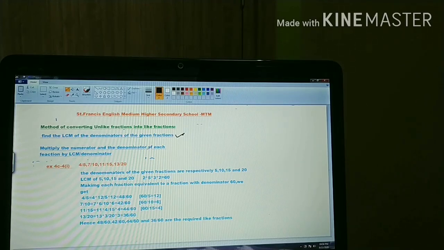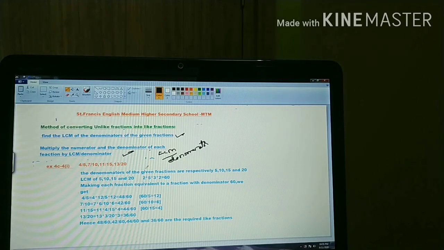After that, what we have to do? Multiply the numerator and denominator of each fraction by LCM divided by denominator. LCM divided by denominator we have to do.